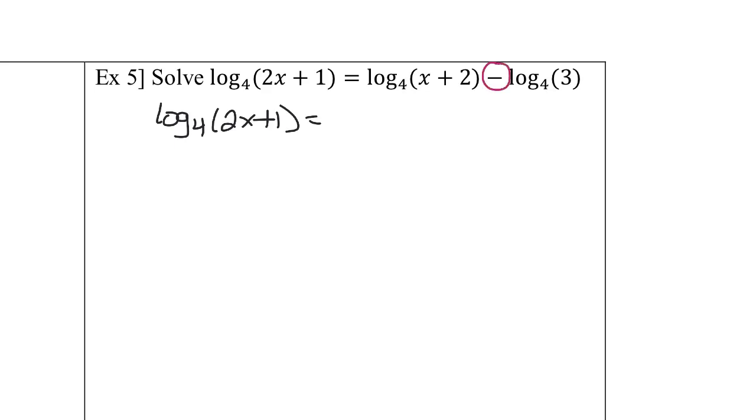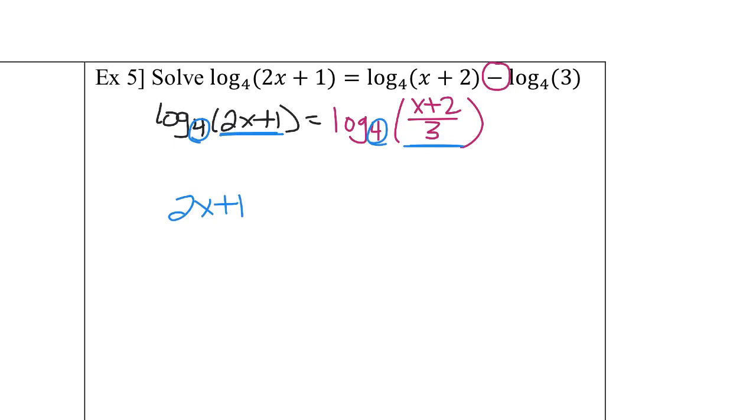So I see there's a minus in between. That means I'm going to have to use the quotient property and divide the arguments. So x plus 2 over 3 inside of a single log. Now that everything's condensed, step 2 is I'm going to have to get rid of the logs. Well, I have logs on both sides, both with the same bases, so that means I can take their arguments and set them equal. So 2x plus 1 equal to x plus 2 over 3.